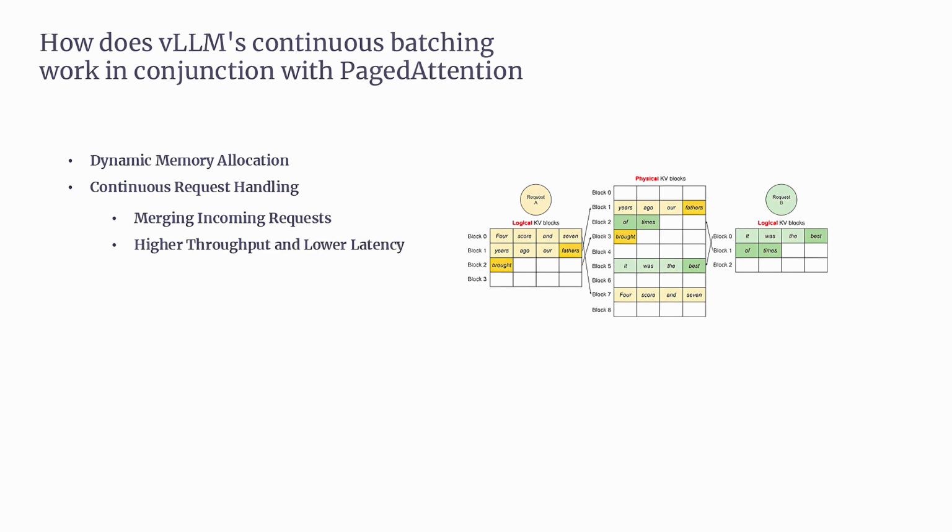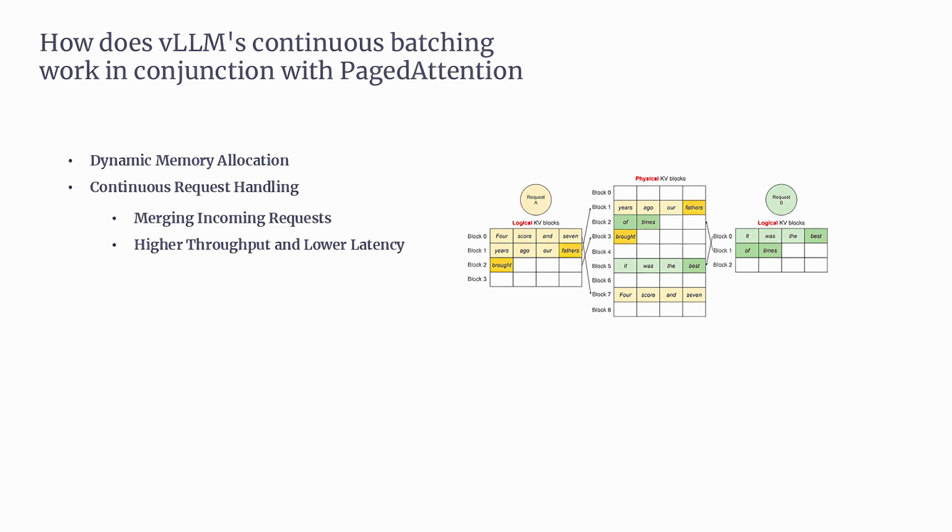2. Higher throughput and lower latency. By continuously feeding the GPU with data, vLLM reduces the time spent waiting for a full batch to form. This speeds up the inference process, leading to faster response times for real-time applications. At the same time, multiple requests can be processed simultaneously, increasing the throughput of the system.